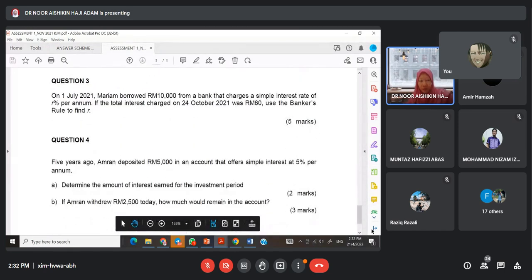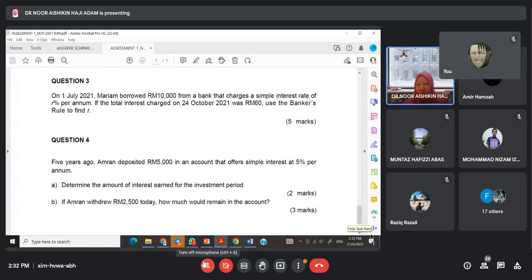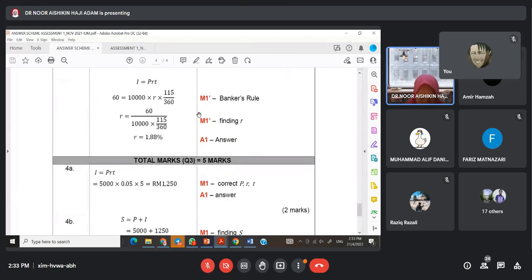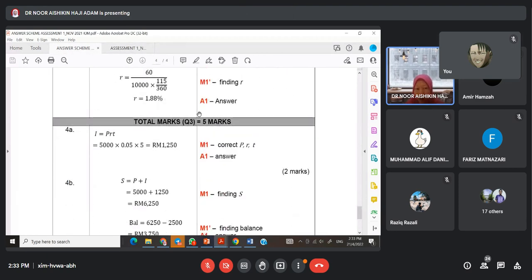That's Mariam. Number 4. What is the answer for A? The amount of interest earned for the investment period. 1,250. Sama. Jom kita check. Okay, kira interest: 1250. Get 2 marks. Betul eh?